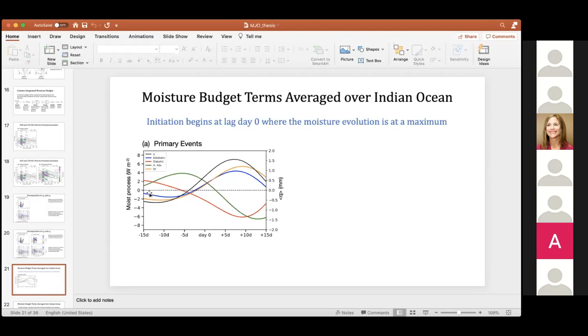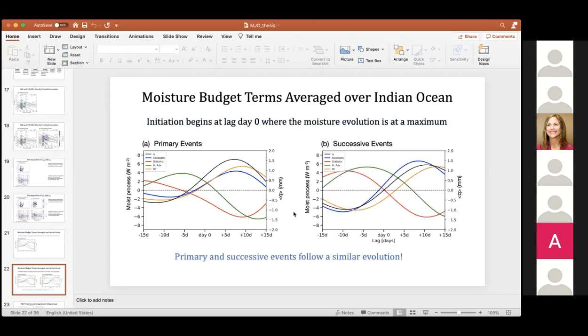Moving on to the adiabatic term, which is the blue line shown here, we see that prior to initiation, it's weakly negative, but as soon as it gets to lag day 0, it becomes pretty positive and about the same magnitude as the horizontal advection term, and it peaks at about lag day 8, which is the same time the moisture peaks as well. We can see a similar pattern with the radiative heating, which is the orange line, where it peaks slightly after the maximum in Q, but they're roughly in phase. This suggests that these two terms are important to the moisture maintenance of these MJO anomalies.